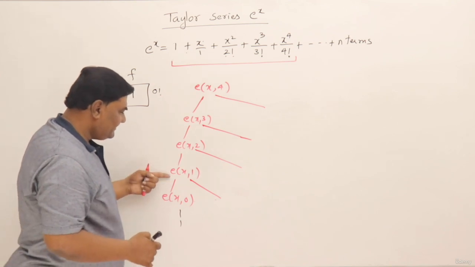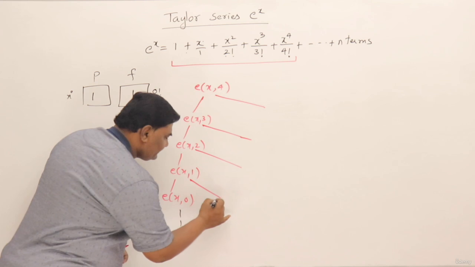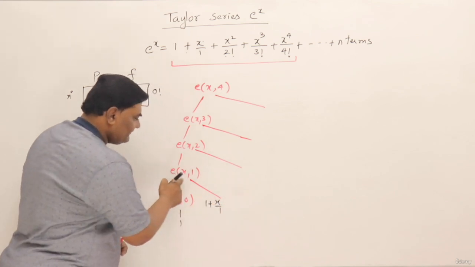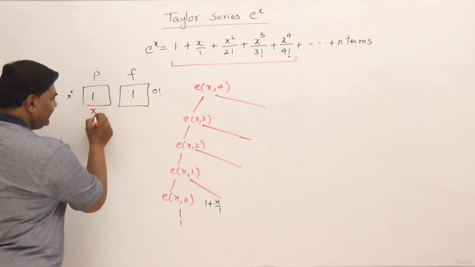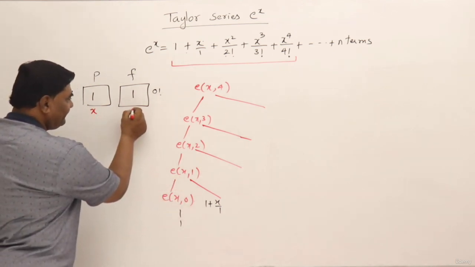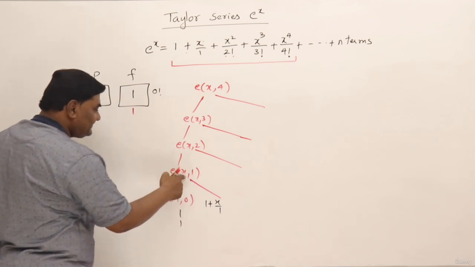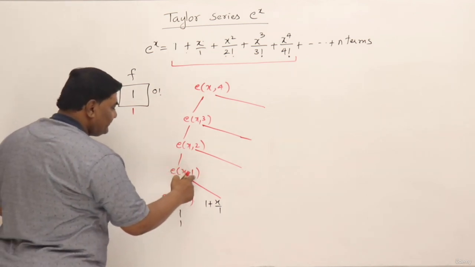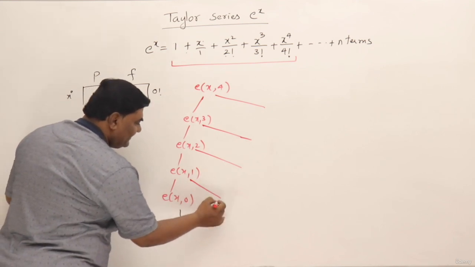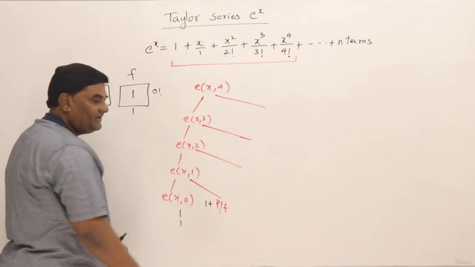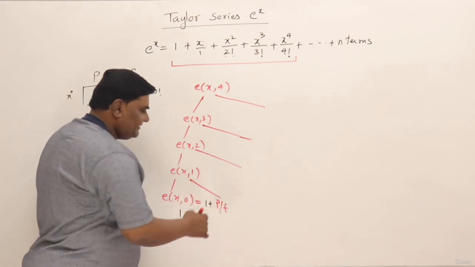Now when it goes back here, I need the term 1 plus x by 1 for this call. So let us multiply p with x and f with 1. This x and this 1: x is multiplied with p and 1 is multiplied with f. So let us write it as p by f. So this one is the result obtained by the previous function, plus p by f.